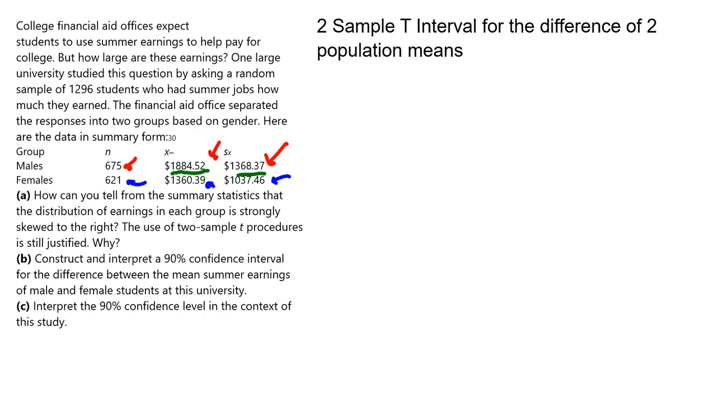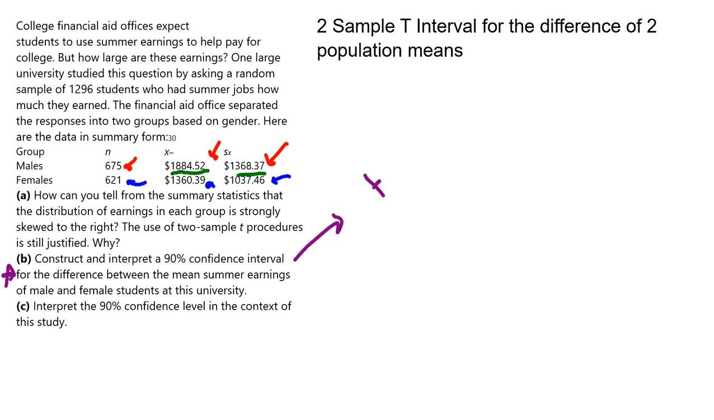Okay. More importantly, what this video is about is part B. Construct and interpret a 90% confidence interval for the difference between the mean summer earnings of male and female students at the university. So what do those confidence intervals look like? Here's the basic format of them.